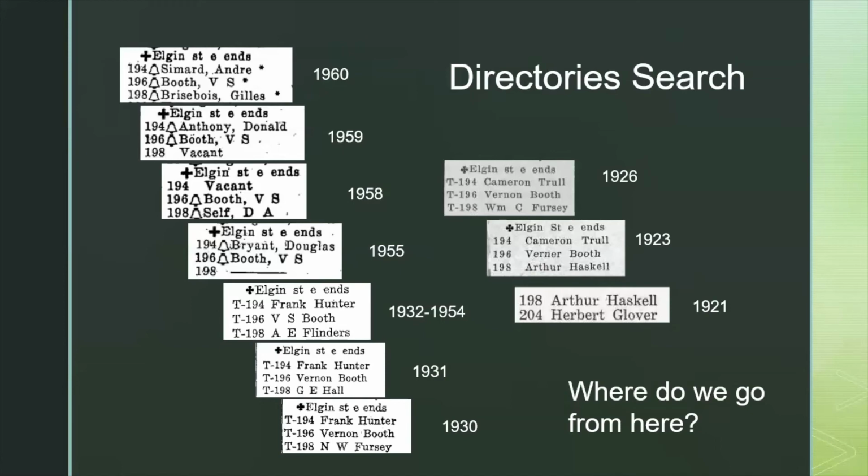The earliest directory we have is a Mr. Haskell again. So this is the earliest directory we have. So we know the house existed at least by 1921. It was listed in the directory. So that physical property with that physical address was in existence. So we don't yet know when the house was built. So where do we go from here?